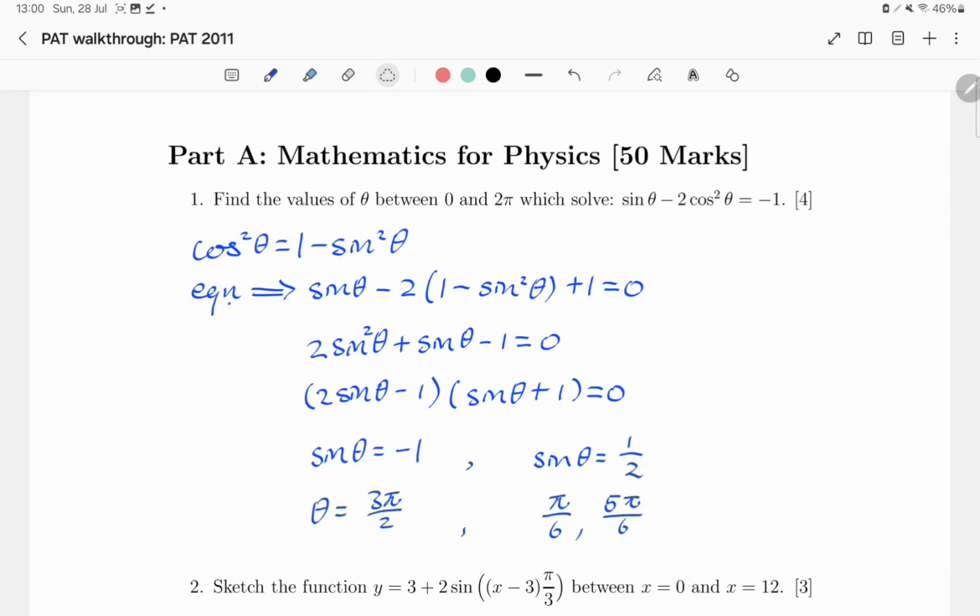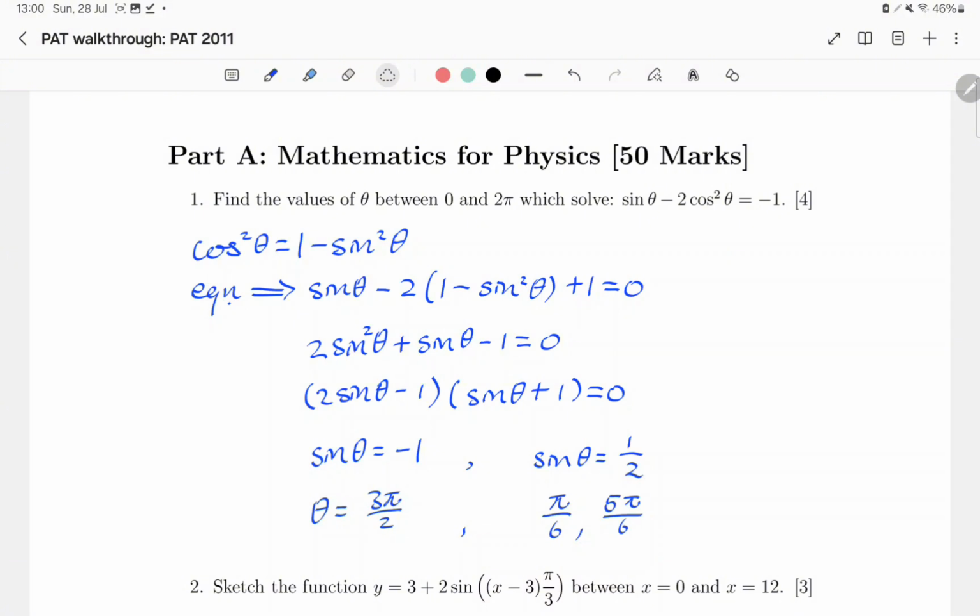Question 1 asks us to find the values of theta between 0 and 2 pi, which solve sine theta minus 2 cosine theta equals -1. So firstly, we'll remember that cosine squared theta is equal to 1 minus sine squared theta, and therefore the equation that has been given transforms into sine theta minus 2 of 1 minus sine squared theta plus 1 equals 0. We therefore have 2 sine squared theta plus sine theta minus 1 equals 0, and this factorizes to 2 sine theta minus 1 and sine theta plus 1 equals 0.